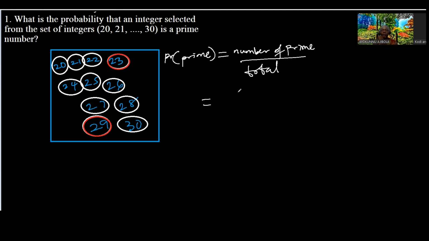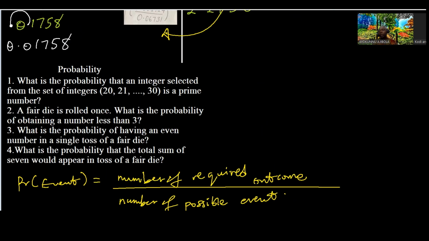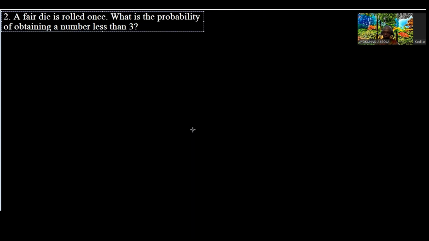So number of prime is 2. Total population is 11, so the answer to this one is 2 over 11. So let us now look at the next one, which is number 2. It says a fair die is rolled once. What's the probability of obtaining a number less than 3? We know our die is something like a cube, right?